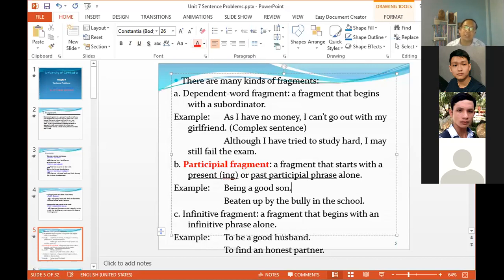Like the example here, being a good son. You see, present or past, everybody? Being a good son. Present participial or past participial? Which one? Present. Yeah, present participial. So we can understand, right? So how can we create it? The first way, you know, just add one more sentence.